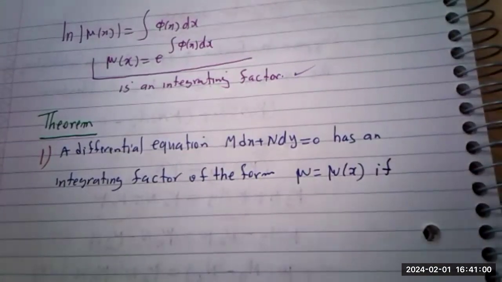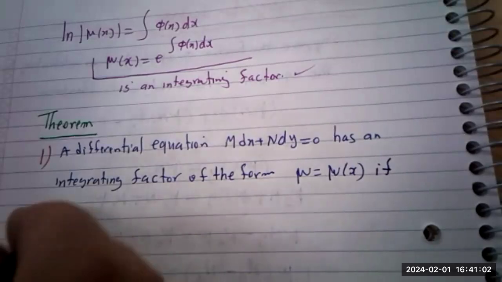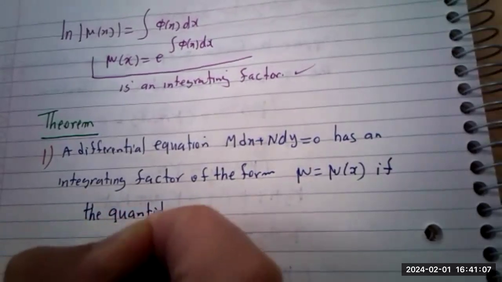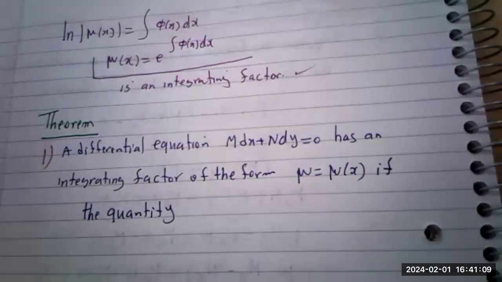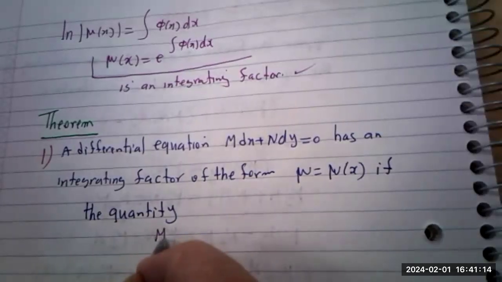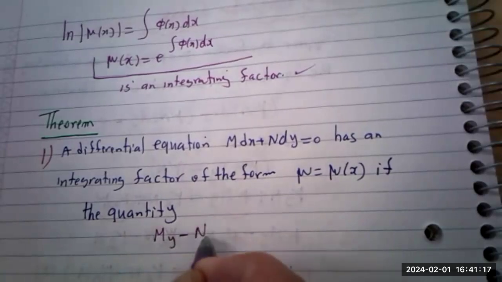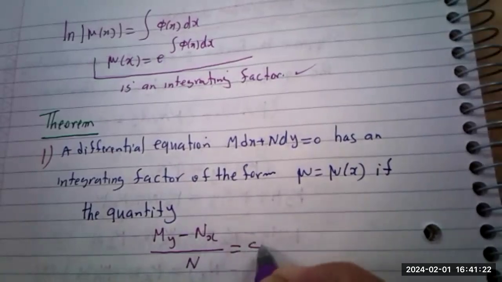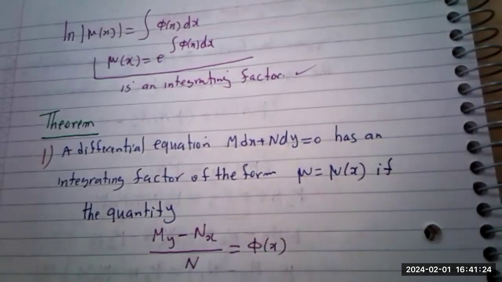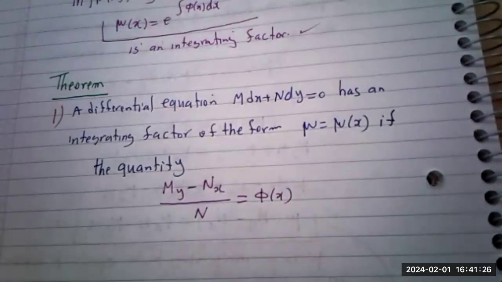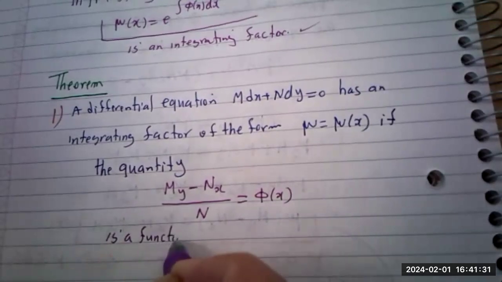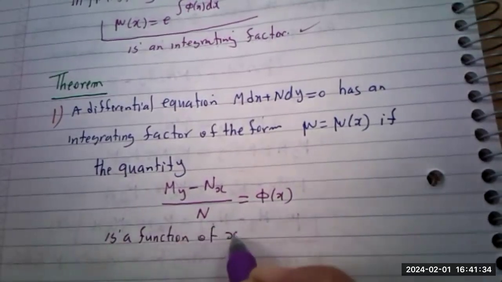the quantity, this is the quantity that we talked about. What is that quantity? The quantity is M sub y minus N sub x, divided by N, is going to be a function of x that we call phi of x. So you check this one in your equation first. Function of x.